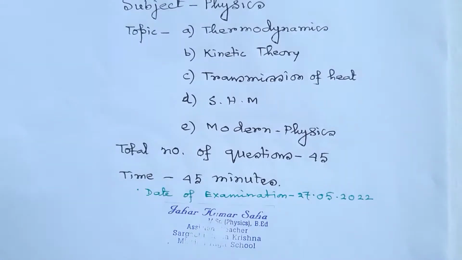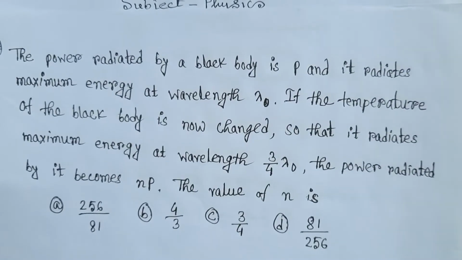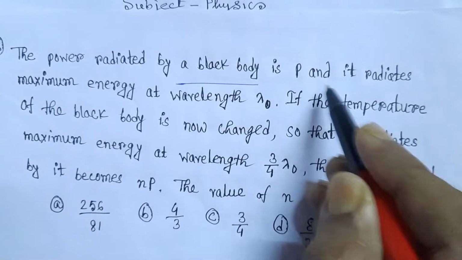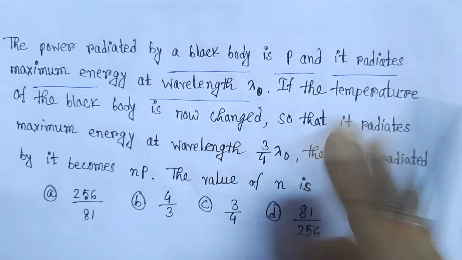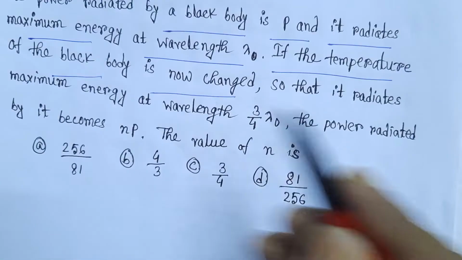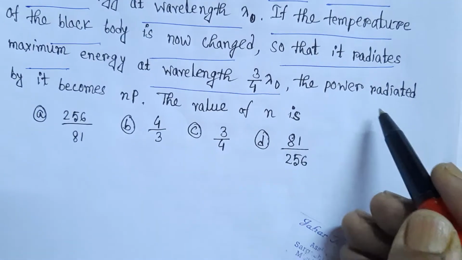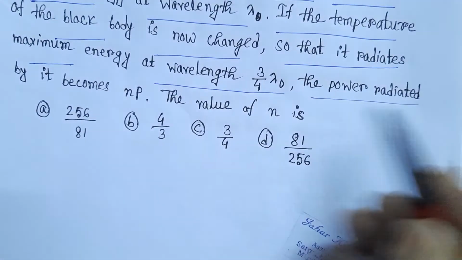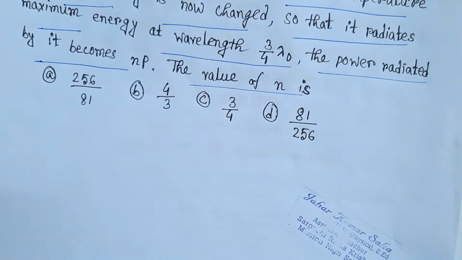Now, see the third question. The power radiated by a black body is P, and it radiates maximum energy at wavelength lambda 0. If the temperature of the black body is now changed so that it radiates maximum energy at wavelength 3 lambda 0 by 4, the power radiated by it becomes NP. The value of N is.